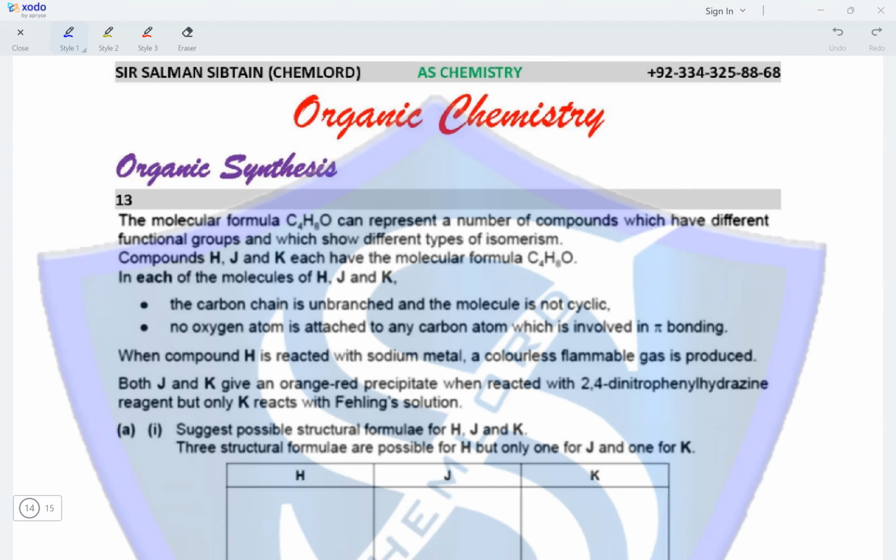When compound H is reacted with sodium metal, a colorless flammable gas is produced. So hydrogen is released. So this shows presence of either a carboxylic acid or an alcohol or both. Both J and K give an orange-red precipitate when reacted with 2,4-dinitrophenylhydrazine reagent, but only K reacts with Fehling's solution. So K is an aldehyde and J is a ketone. Suggest possible structural formulae for H, J, and K. Three structural formulae are possible for H, but only one for J and one for K.